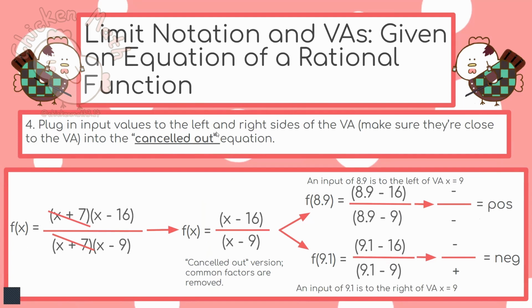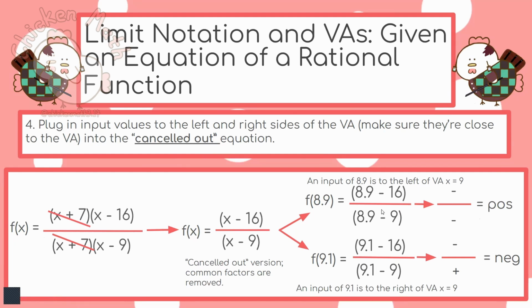So now that we know our vertical asymptote is at x equals 9, we're going to plug in input values to the left and right of this vertical asymptote into the canceled out equation. So you don't want to include the x plus 7 when you're plugging in your values. So we're just going to be left with whatever's remaining. And then an input to the left of x equals 9 could be 8.9. And then an input to the right of x equals 9 could be 9.1. So we're going to plug those into our canceled out equation.